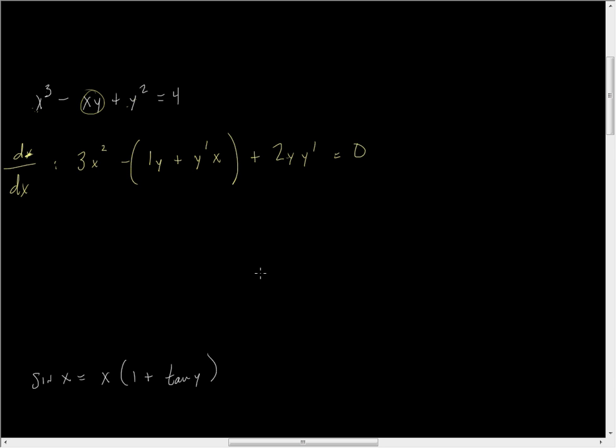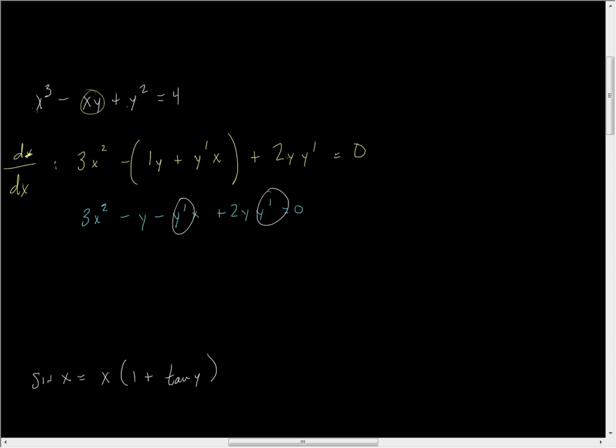Okay, so now we'll go ahead and expand it. And we have 3x squared minus y prime x plus 2y y prime is equal to 0. All right, so now here's what I'm going to do. I can see here that I have, in fact, some issues because I have a y prime there and I have a y prime there. If you've got two things that you want in two different terms, factor.